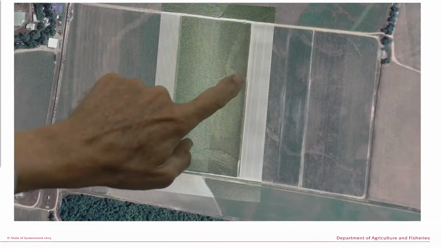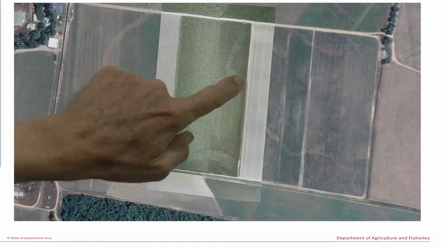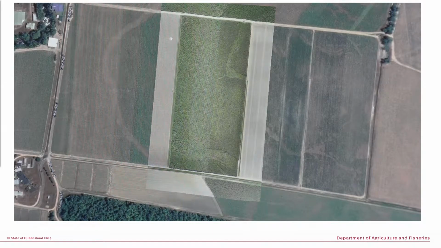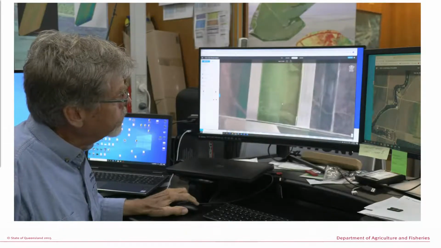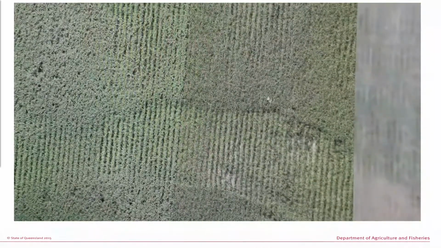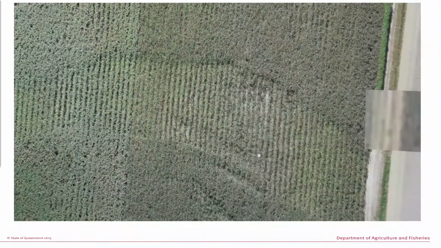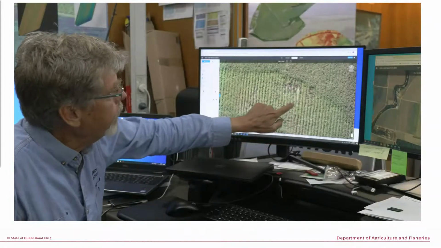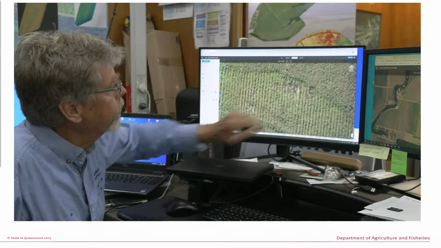If we look back up here, another area where it's doing very poorly compared to relatively even the rest of the block. So I can zoom right in on that area and have a much closer look to see, yep, that's very poor cane through here. There's all sorts of weeds that have dried off. That's the area that I want to be able to go back into that paddock and see what's going on.